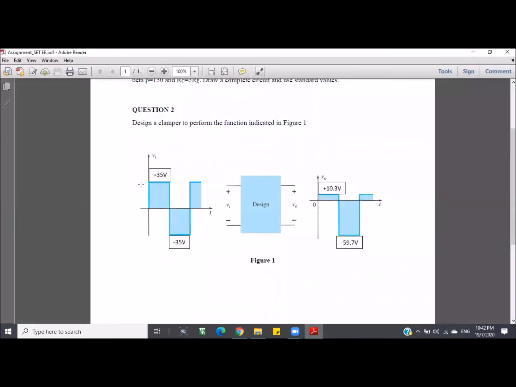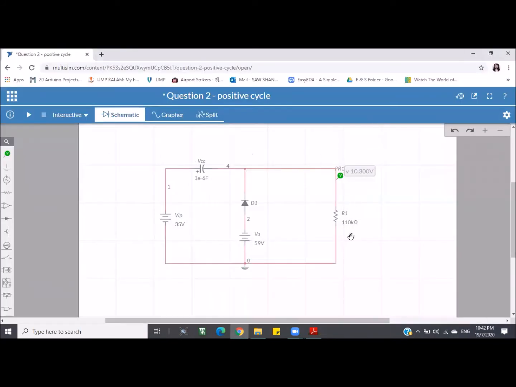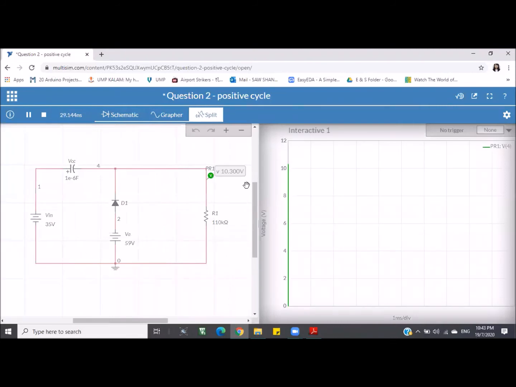As given in the question, the input voltage is positive 35 volt, and the output we should get is positive 10.3 volt. So we will construct the circuit. Here is the DC voltage, this one, 35 volt, same as given in the question, and then the capacitor of 1 microfarad, and then it will enter a silicon diode of 0.7, and then a battery of 59 volt, and then a resistor of 110 kilo ohm. So when it is run, it will get 10.3 volt.